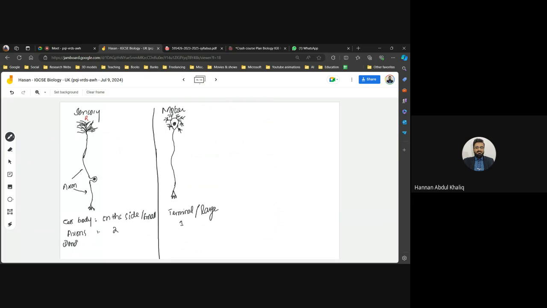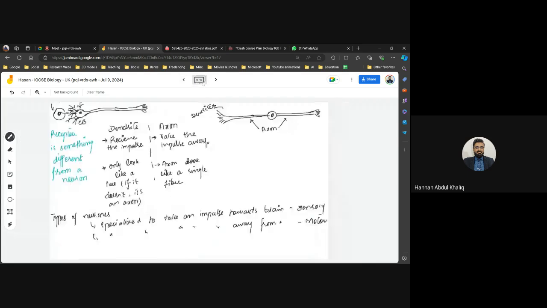Then talking about the dendrites. The dendrites of the sensory neuron are less, while the motor neuron has a very thick cluster of dendrites, although it looks a bit other way around. Then the direction, obviously direction of impulse is different. Direction towards brain and away from brain. Okay, everything clear? Yes, clear.